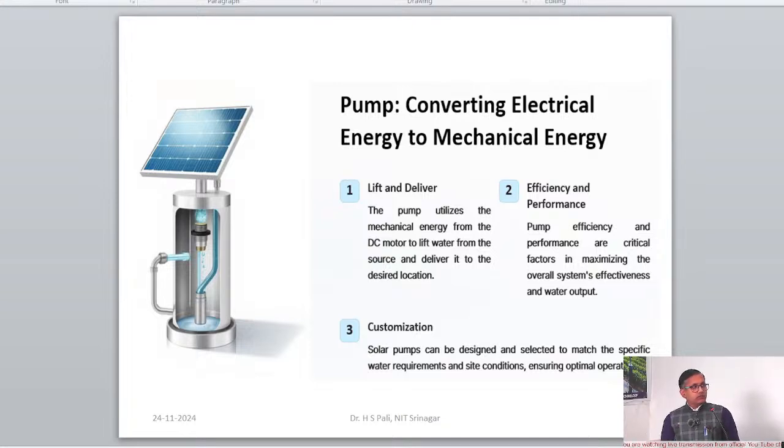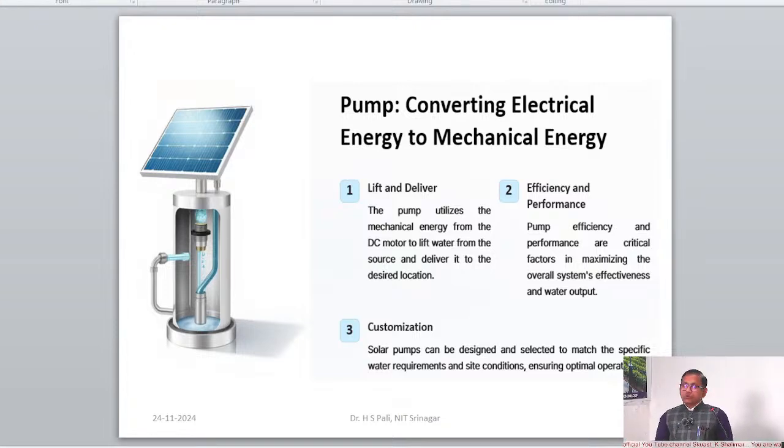Another important thing in utilizing solar pumps or pump technology. At the end, what is the role of an engineer, or the purpose of this? We want to customize it as per our requirements. So the solar pump can be designed and selected to match the specific water requirements and site conditions, ensuring optimal operating conditions. This is the main part we will discuss later.